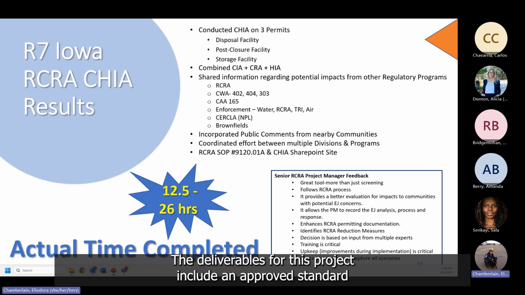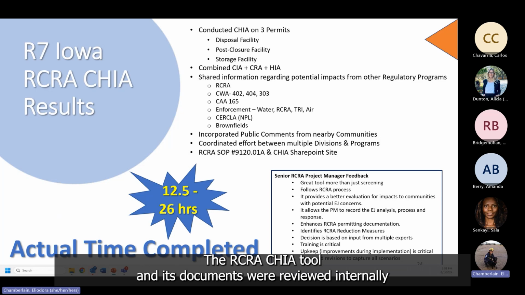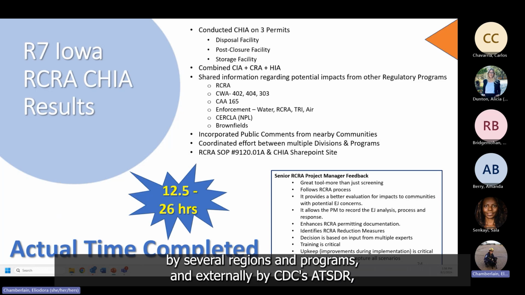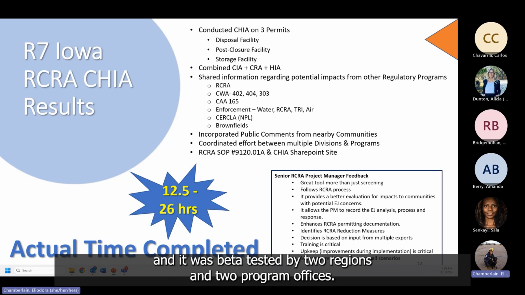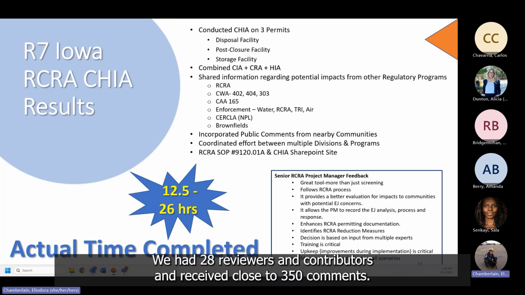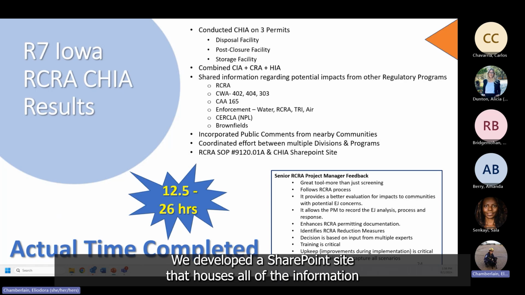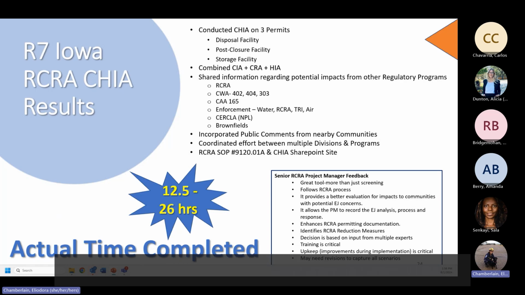The deliverables for this project include an approved standard operating procedure, a user manual, and an Excel workbook. The RCRA CHIA tool and its documents were reviewed internally by several regions and programs and externally by CDC's ATSDR, and it was beta tested by 2 regions and 2 program offices. We had 28 reviewers and contributors and received close to 350 comments. We developed a SharePoint site that houses all of the information along with over 20 training modules, slides, and recordings for each of the tabs in the Excel workbook.